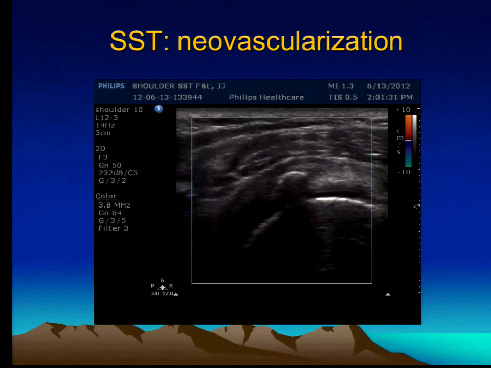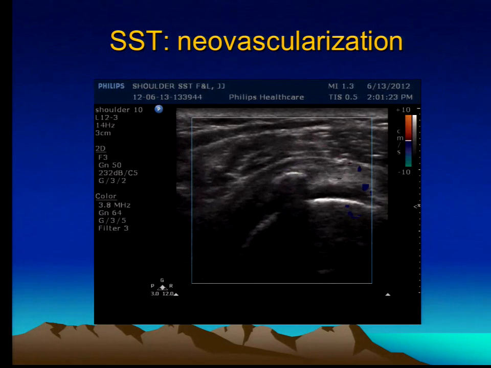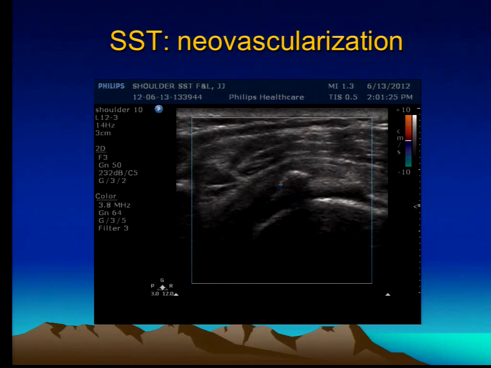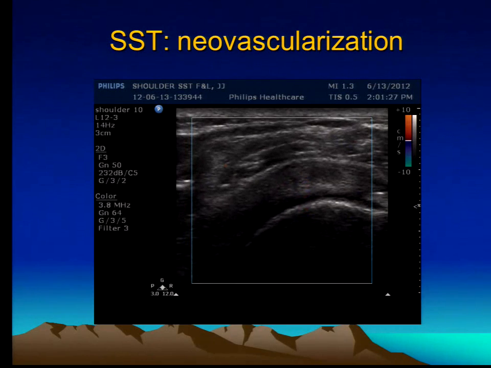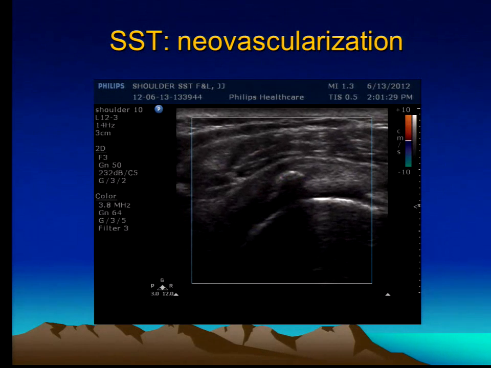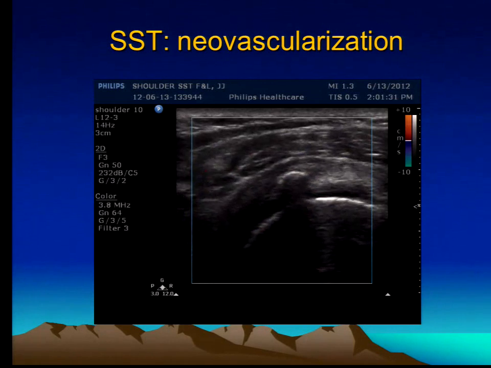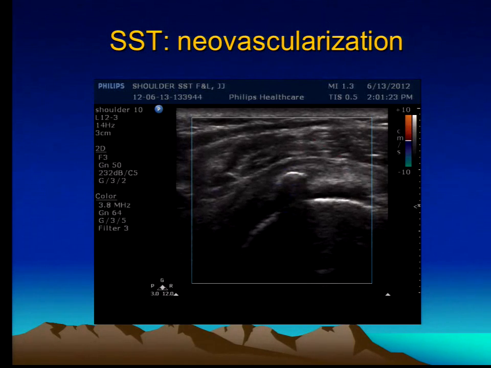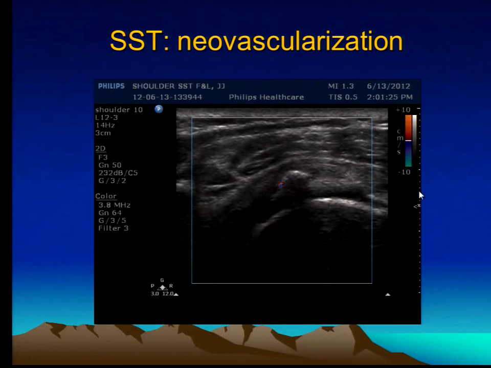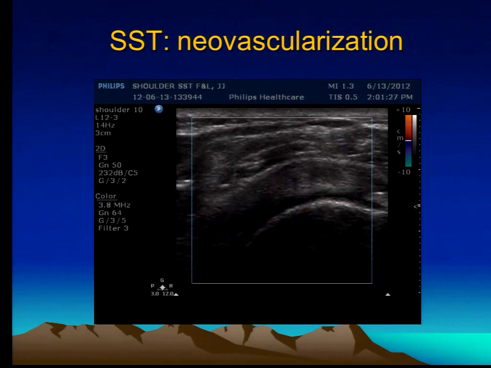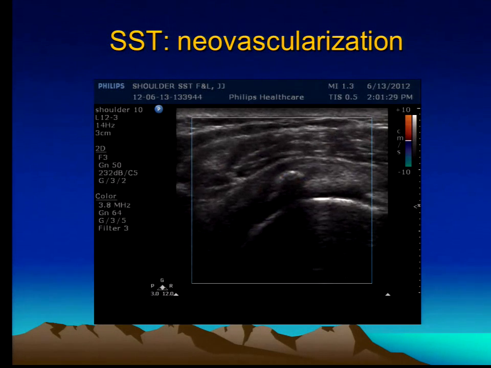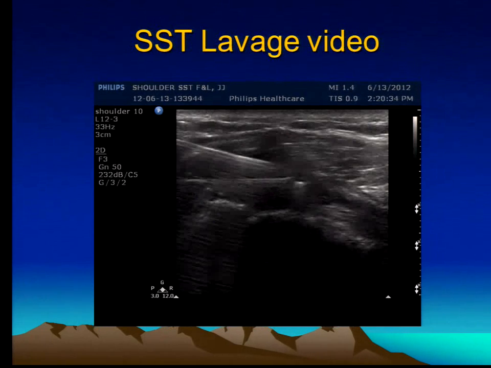This calcium is like chunks. And when you try to aspirate the chunks, it plugs up your needle. And oftentimes it's very, very hard to get these chunks of calcium out. So this is an important view to get a sense of the maturity of the calcium.